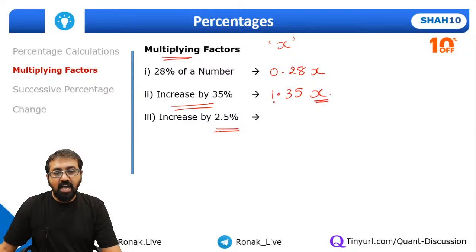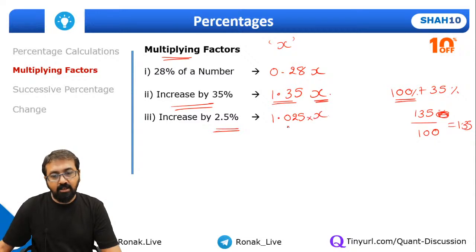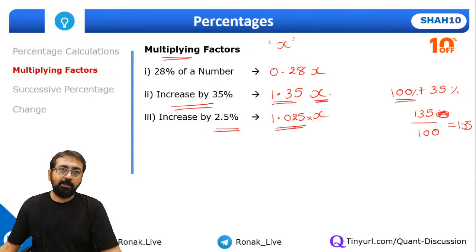See, please understand, how did we get this 1.35? It's 100 plus 35. When we want to increase a number by 35%, the number itself is considered as 100% plus 35% of that number. So it comes out to be 135%. If you want to remove the percentage sign, you have to put 100 in the denominator. So this came out to be 1.35. Same way, this will come out to be 1.025 into x. 1.025 will be the multiplying factor.